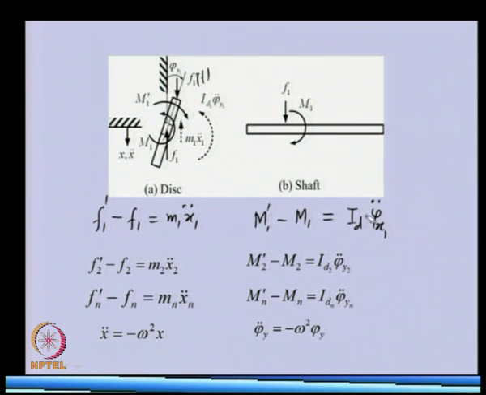So, this is the moment balance and this is the force balance of this free body diagram of the disk. Now, we can obtain the free body diagrams of disks 2, 3 and all the other disks. Corresponding to the second disk, the external force and reaction force should be equal to the inertia force. Similarly, the external moment and reaction moment should be equal to the inertia of the second disk.